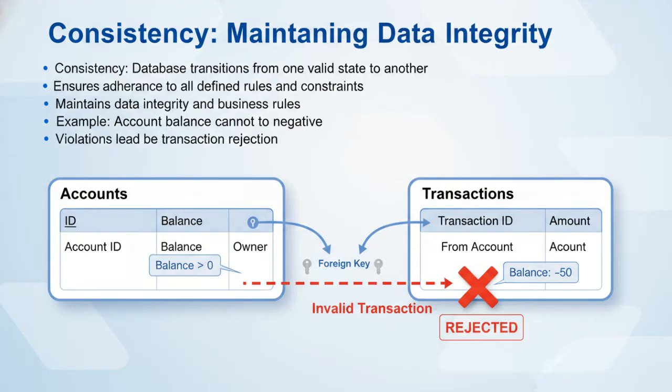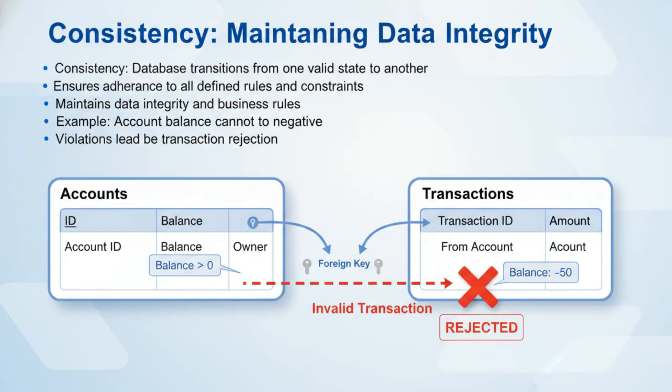Next, we delve into consistency, the C in ACID. This property ensures that a transaction brings the database from one valid state to another, preserving all defined rules and constraints. It's about maintaining data integrity and adhering to predefined business rules. These rules can include things like unique keys, foreign key constraints, or even more complex application-level validations, such as an account balance cannot be negative, or the total number of items in stock cannot exceed warehouse capacity.